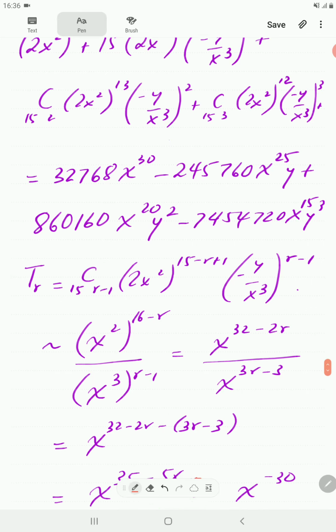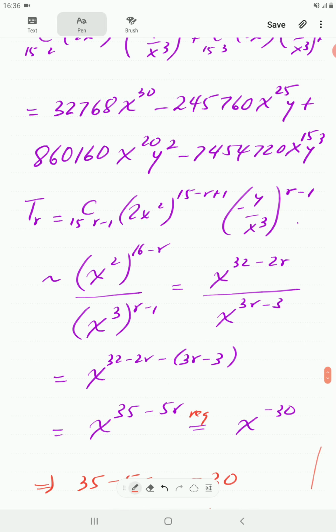Now for the term involving x to the minus 30, we start with this setup here. Then just focusing on the x terms, there is x squared here, which is going to be to the power 16 minus r. There is x cubed here, so that's going to be x cubed to the power r minus 1 in the denominator. Then we remove the brackets, then subtract the power of the denominator from the power of the numerator. That works out to 35 minus 5r.